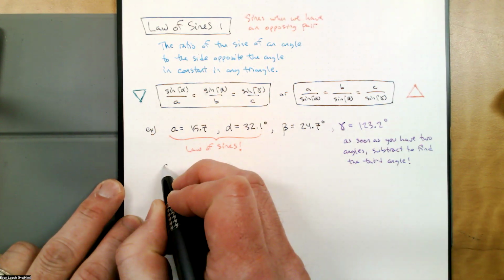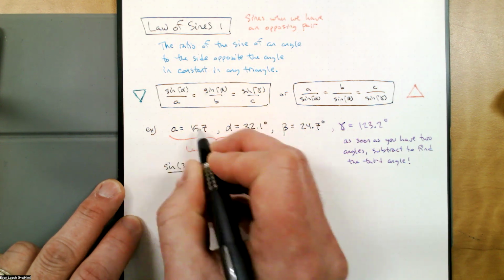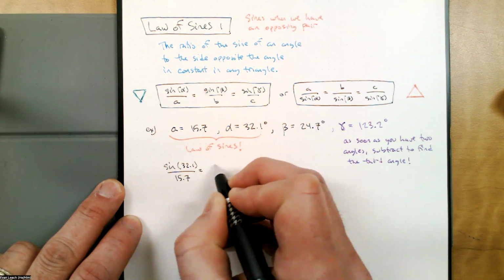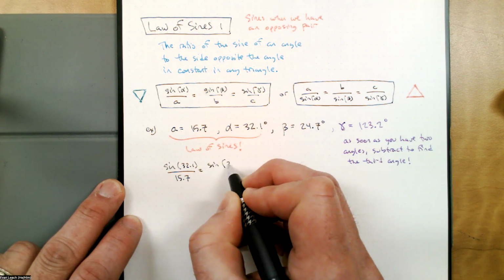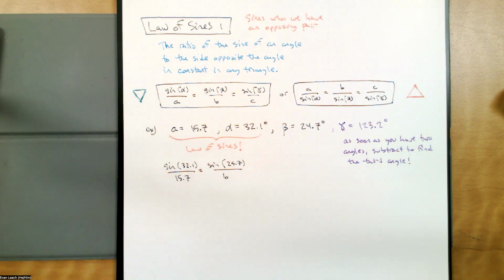So we'll set up sine of 32.1 alpha over side A, 15.7 is equal to sine of beta, 24.7 over side B. Here's our ratio of the sine of an angle to the side opposite the angle being constant in this triangle.